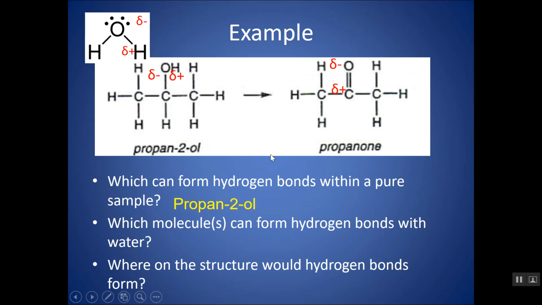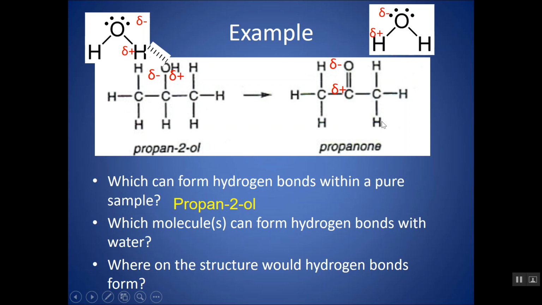So here's a water coming along. I have that separation of charge again, where the O is slightly negative, the H is slightly positive. So I could form a hydrogen bond between this H and this O, or I could form it between this H and this O. Remember, none of these H's would hydrogen bond, but the hydrogens that hydrogen bond could come from the water. What about propanone?